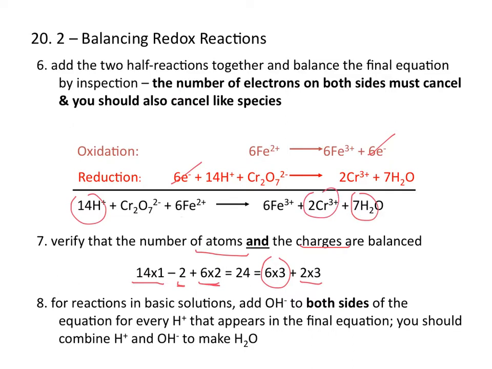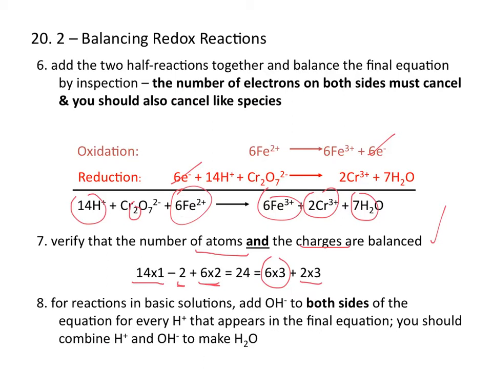I have 2 chromiums. I have 2 chromiums on the left. I have 6 irons on both sides. Okay, so we've done the balancing based on the fact that we now have an equal number of elements on the left and right hand side, and we have the correct number of charges on both sides. So, with that being said, that's the basic acidic balancing procedure.